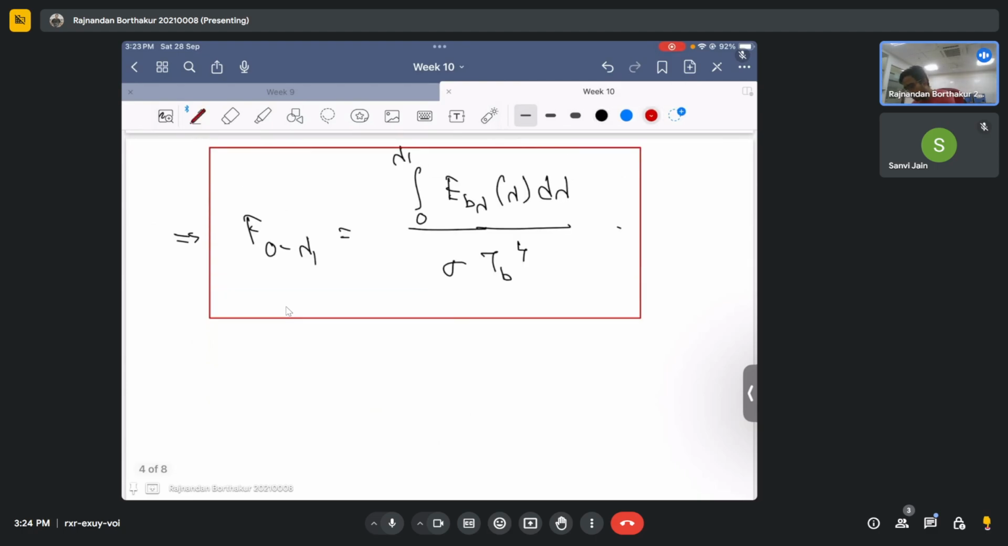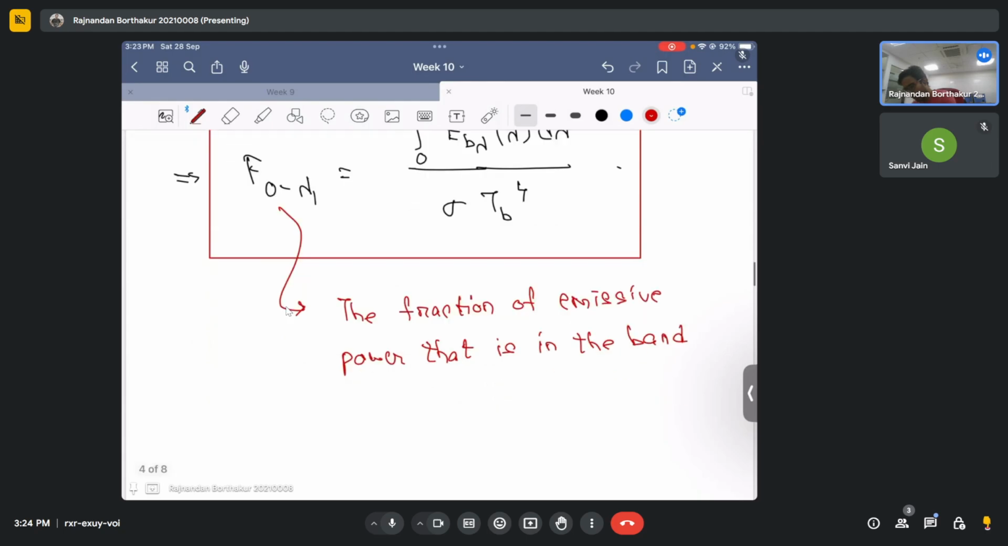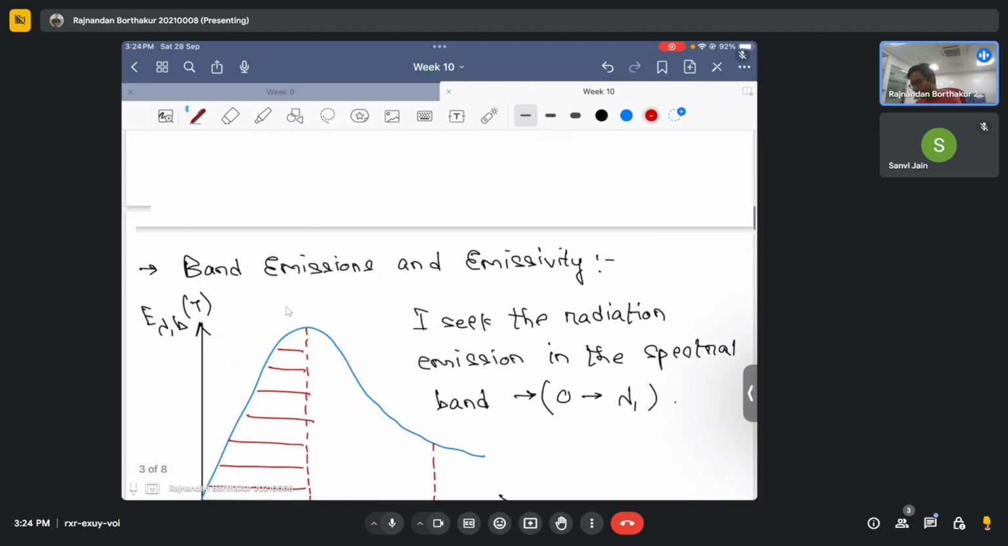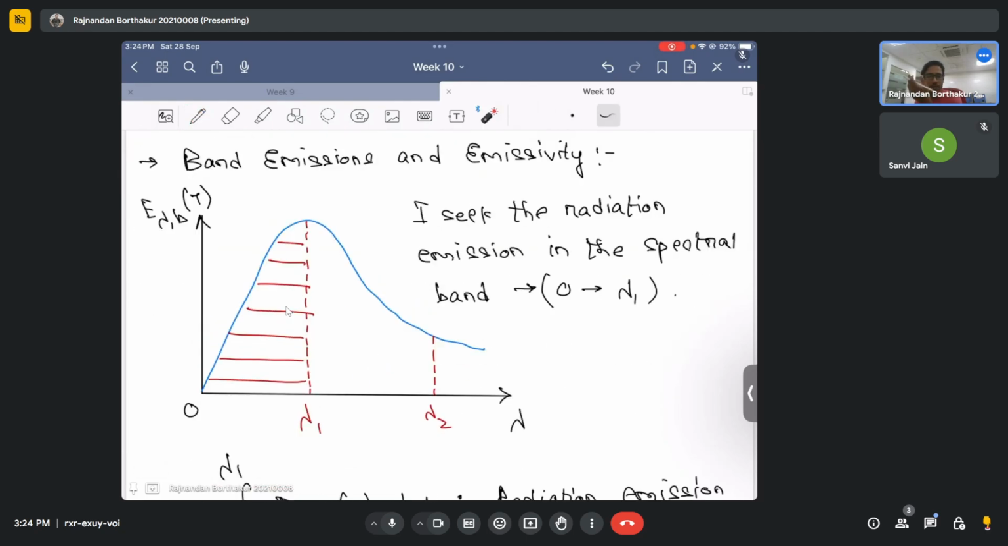This is the precise definition of what is known as band emission, where f 0 to lambda tells me the fraction of emissive power in the band 0 to lambda 1. In the graphical picture, it tells you the fraction of area intercepted up to lambda 1 with respect to the entire area that falls under this curve.